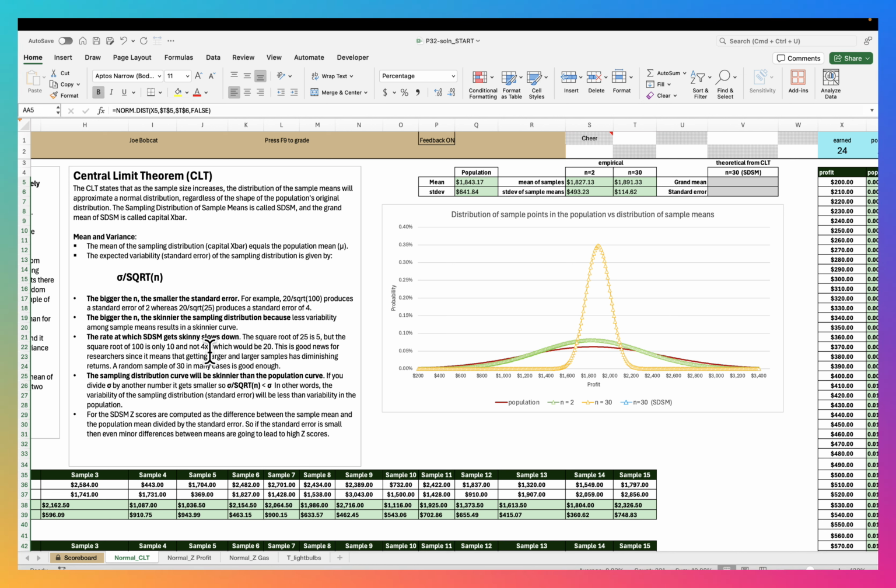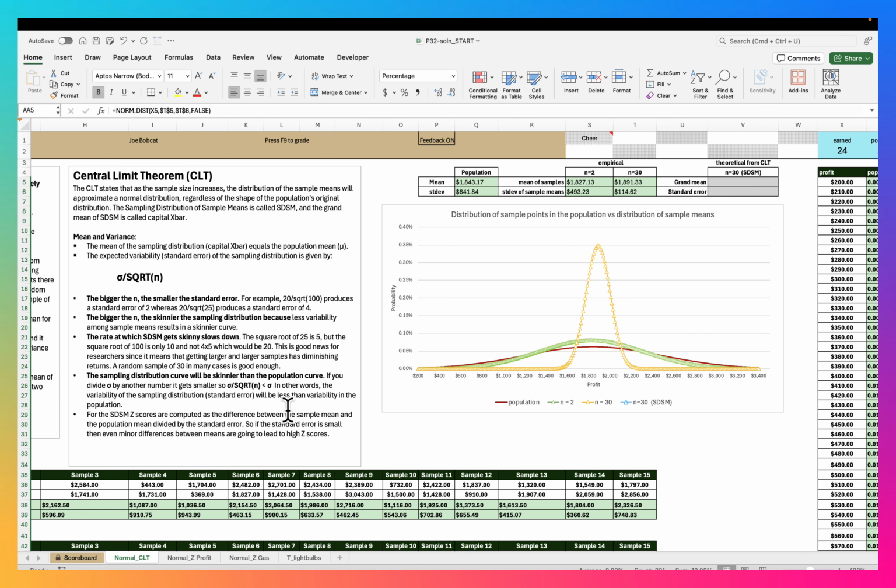The rate at which the SDSM gets skinny slows down. The square root of 25 is 5, but the square root of 100 is only 10, and not 4 times 5, which would be 20. This is good news for researchers, since it means that getting larger and larger samples has diminishing returns. A random sample of 30 in many cases is good enough, and you'll see that in our exercises.